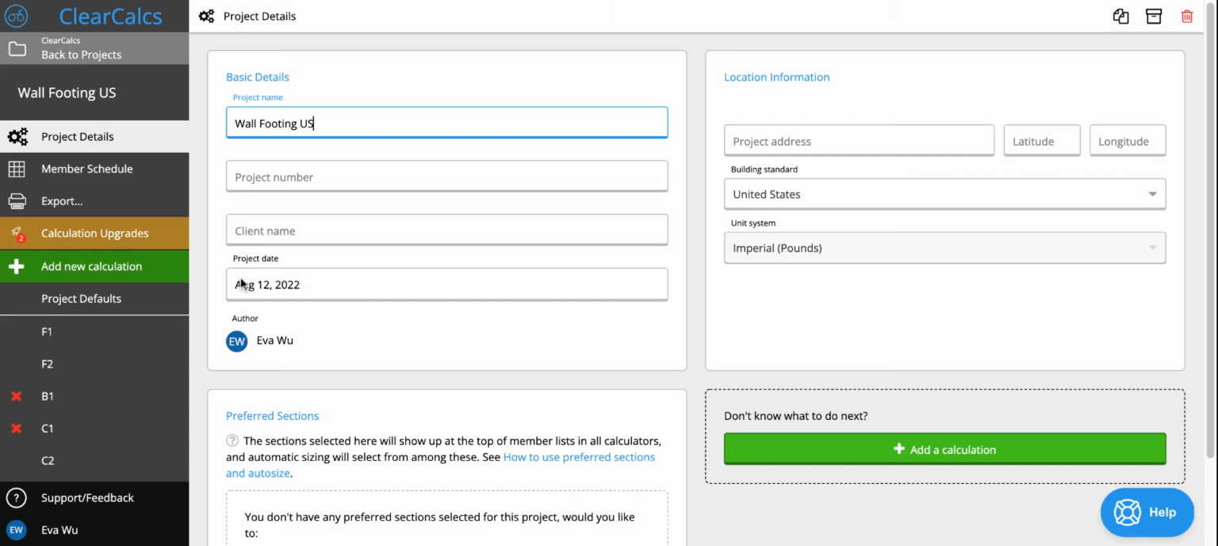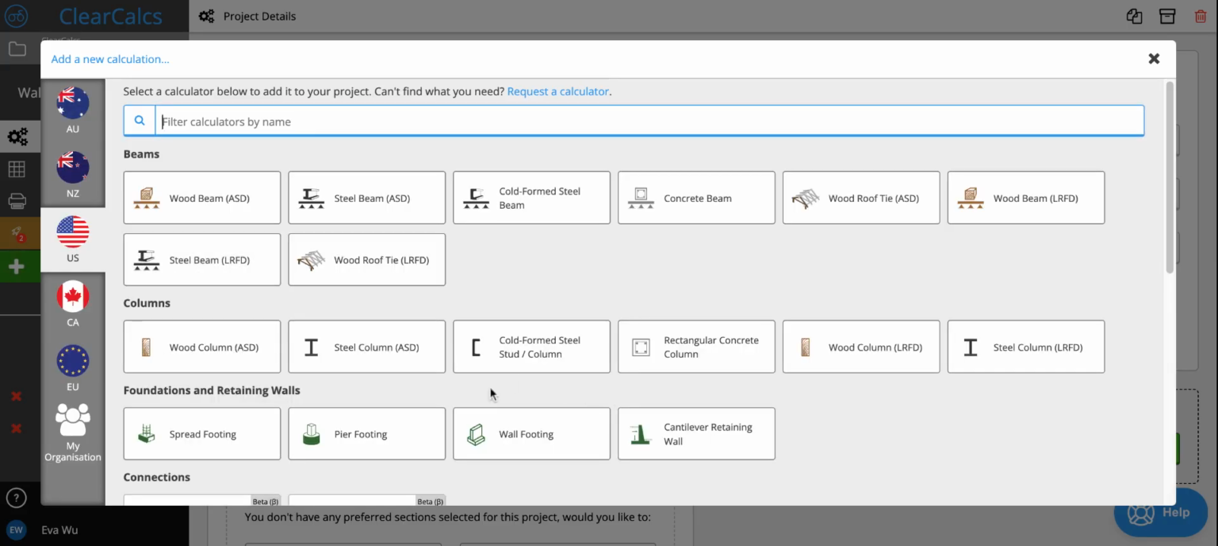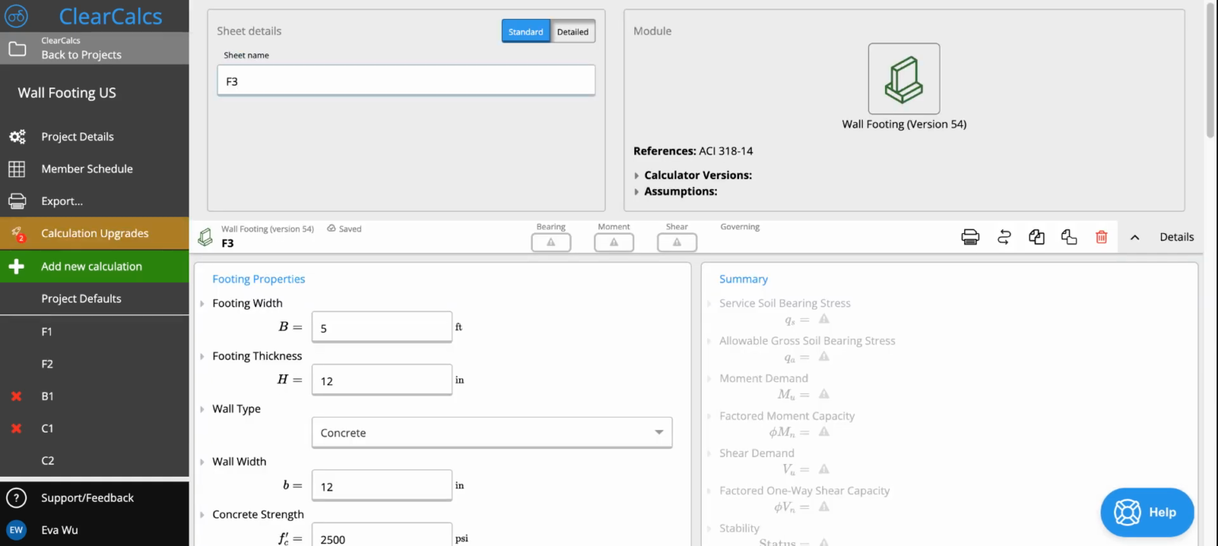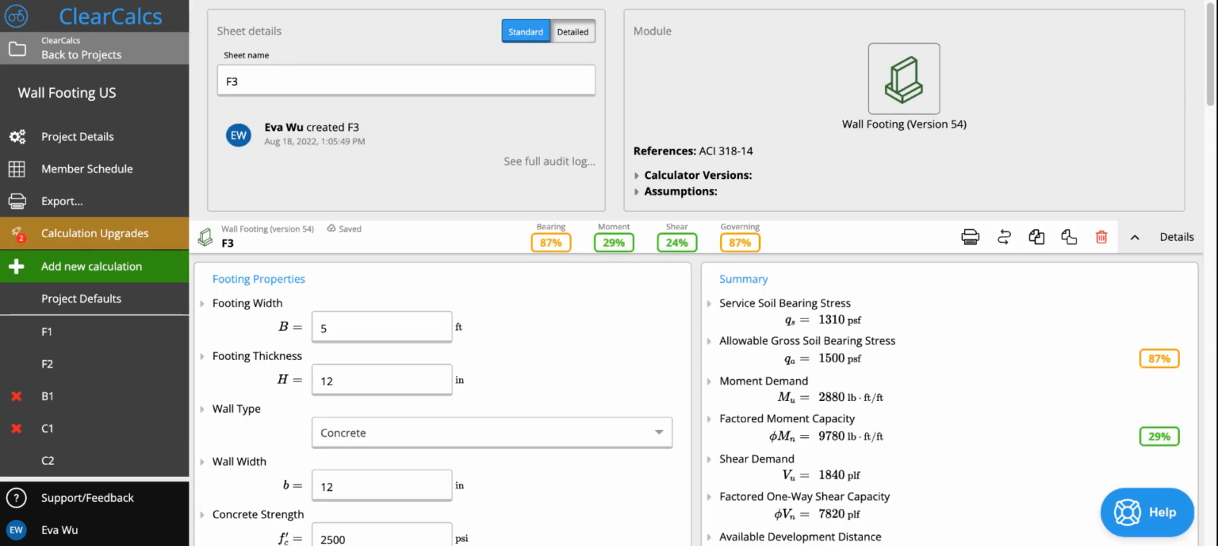Hi everyone, today we'll be going over designing a wall footing example in ClearCalcs. So we'll go ahead and open our wall footing. The example we'll be going over today is from J. White's Reinforced Concrete Mechanics and Design, and it's example 15.1, Design of a Wall Footing.